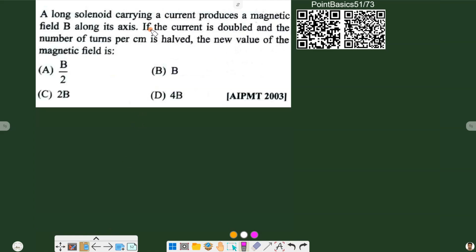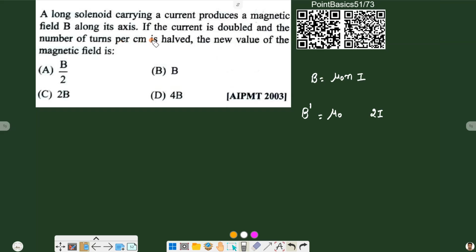A long solenoid carrying a current produces a magnetic field B along its axis. If the current is doubled and the number of turns per centimeter is halved, what is the new value of the magnetic field? We know the magnetic field due to a solenoid is given by B equals mu naught N I. Here it is mentioned that the current is doubled. Suppose the new magnetic field is B dash. So the current is doubled, mu naught stays constant, and the number of turns per centimeter is halved.